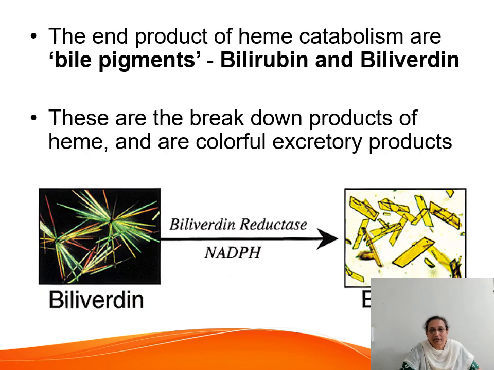So the end product of heme catabolism are bile pigments, and bile pigments are two in nature. One is biliverdin and the other one is bilirubin. Biliverdin gives a greenish yellow color and bilirubin is yellowish in color. These two are the breakdown products of heme, and these are the colorful excretory products which are formed from heme catabolism.